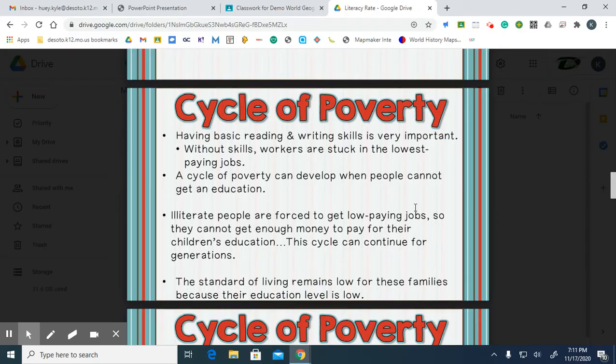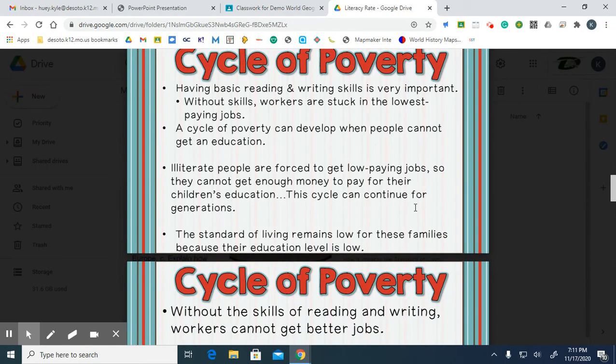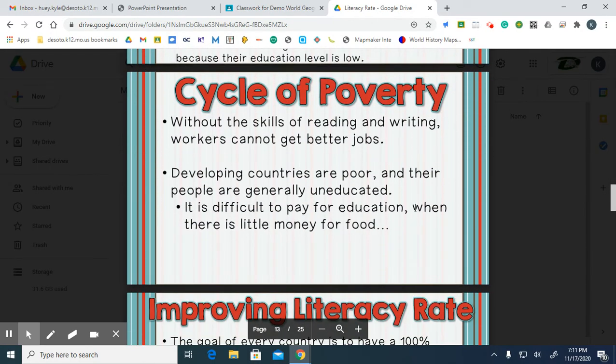Okay. However, it is easy to break that simply by taking your public education seriously, because ultimately you get that for free. You're guaranteed that here in the United States, whereas in other countries, kids are not guaranteed an education. A lot of the times in countries that have very low literacy rates, so very low education, they have a high cycle of poverty because the people that do have that education have to pay for it. If you have poor families that can't afford the education, then they're not paying for it, which means their children are going to fall into that cycle and remain poor, since they don't know how to read and write very well. So without the skills of reading and writing, workers cannot get better jobs.